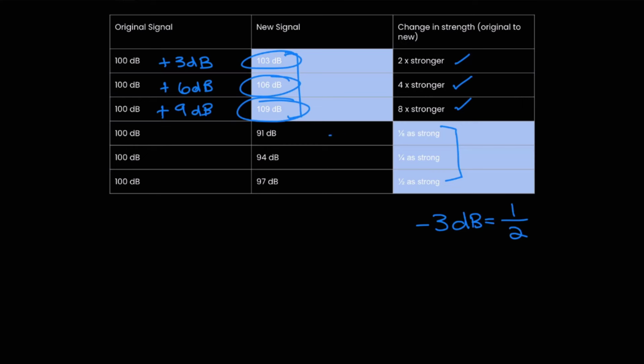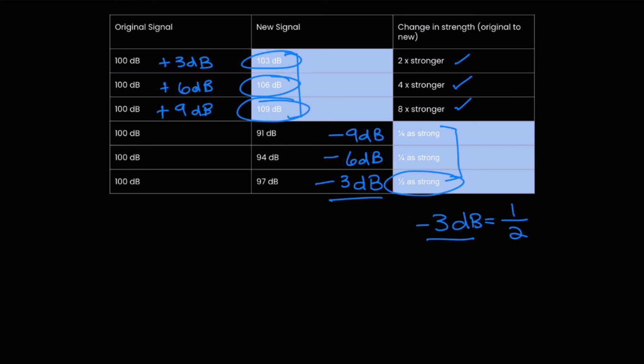100 minus 91 is a negative 9 decibel change. 100 minus 94 is a negative 6 decibel change. And 100 minus 97 is a negative 3 decibel change. We can very quickly see that we are using negative 3 decibels. We will see a wave that is half as strong. And that is what we've written in this column.